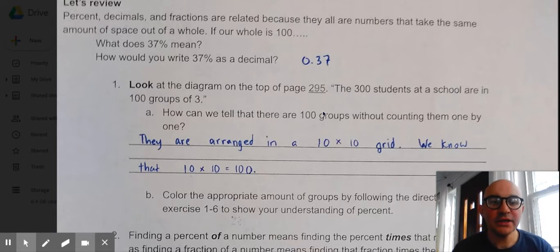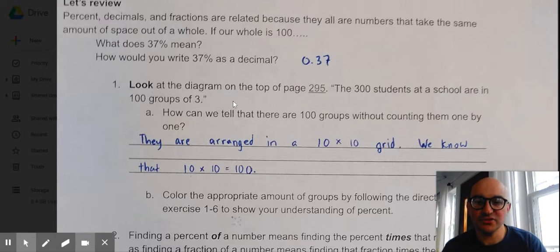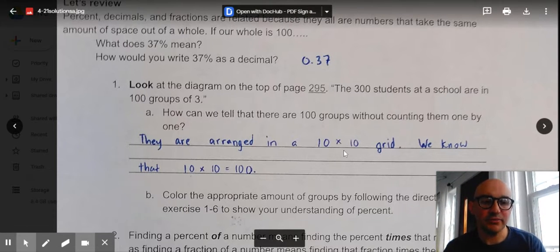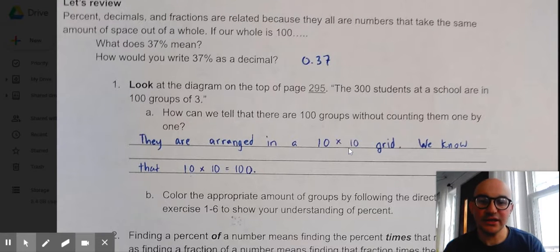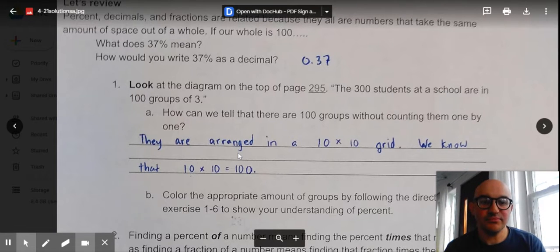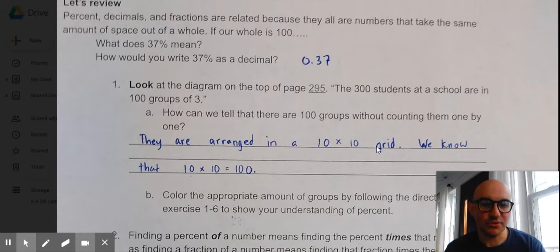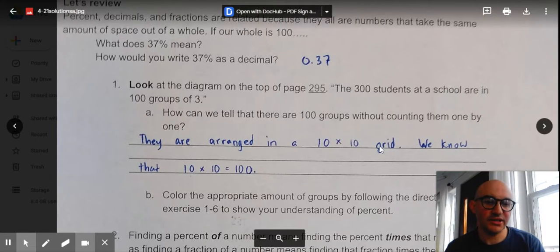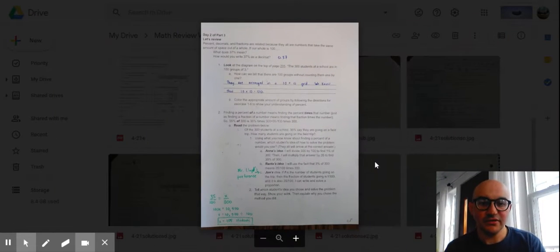Problem number 1 says, how can you tell that there are 300 students in the school? So you had to look at the diagram, and from the other page, it's just a 10 by 10 grid. We know that 10 times 10 equals 100. So it's just the way they're arranged. You can see that very quickly visually there.